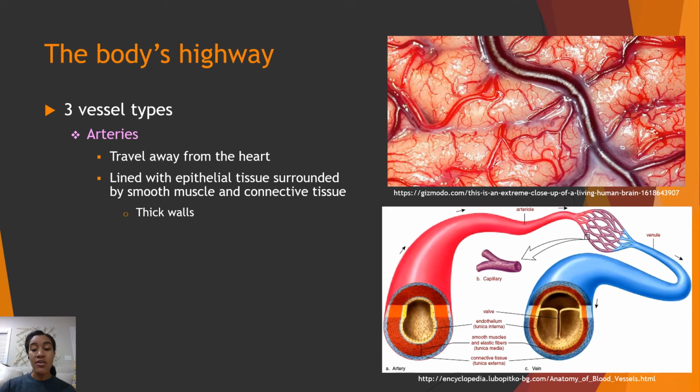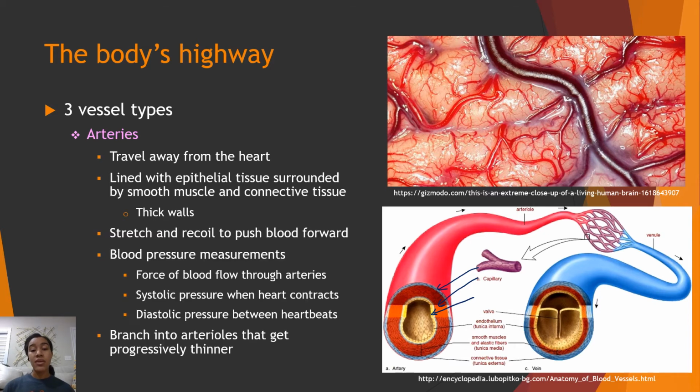We have a layer of epithelial tissue, which is the yellow layer in this image, followed by a layer of smooth muscle tissue, and then a layer of connective tissue. And when you combine all these tissue layers together, it gives the arteries a pretty thick wall. But even though this wall is thick, it's pretty flexible.